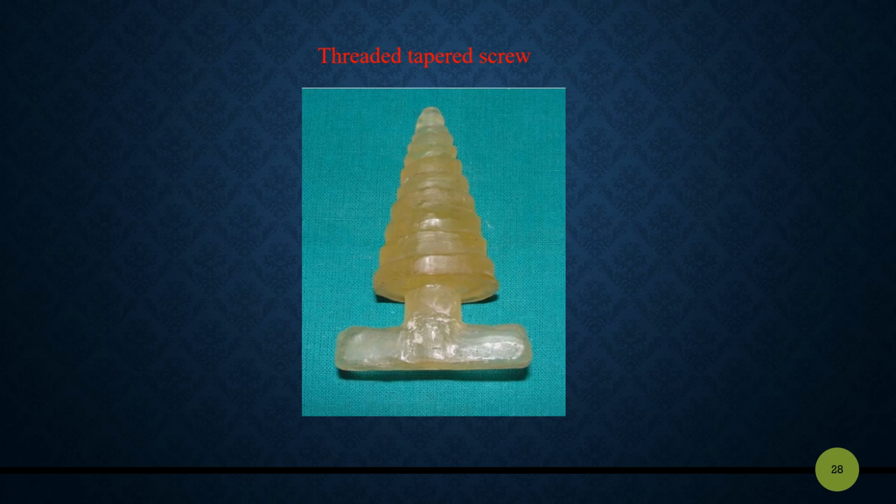Threaded tapered screw. This appliance is made of acrylic resin and is an inexpensive and easily available device. It can be placed inside the mouth of the patient between the posterior teeth, and with gradual turns the maxillary and mandibular teeth are spread apart. So this appliance provides force that can be controlled by the patient. The only disadvantage is that it is not used for edentulous patients.